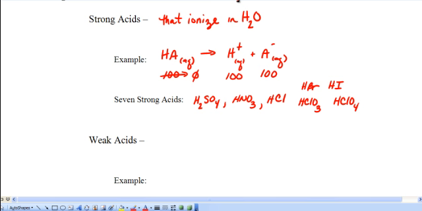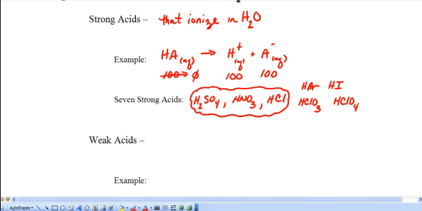Now I separated those 4 because these are the main 3. These are produced in mass quantities and are used in all sorts of industrial processes, where the other 4, though they're important, are not used nearly as much as the first 3. So make sure that you know those first 3 of the strong acids.